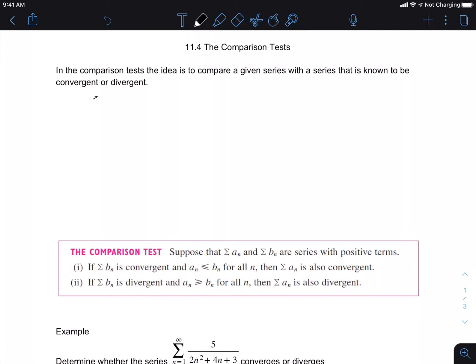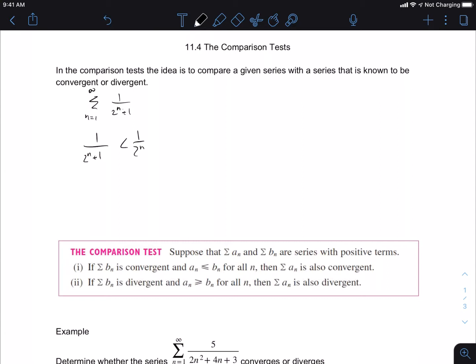So if I gave you a series like this, this isn't so simple for us to do, but we do know something about this. We can compare it. So I know that 1 over 2 to the n plus 1 is smaller than 1 over 2 to the n, right? Because the denominator is bigger for the 2 to the n plus 1, so that's going to mean that overall that's going to be smaller.